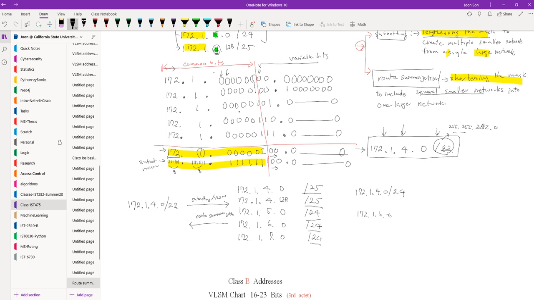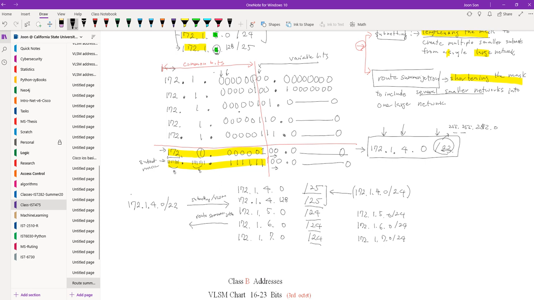172.1.6.0/24, and 172.1.7.0/24. So the /22 network is now subnetted into these four different networks. Then this chunk, the 172.1.4.0/24 network, is further subnetted into these two networks. That's why it's a /25.